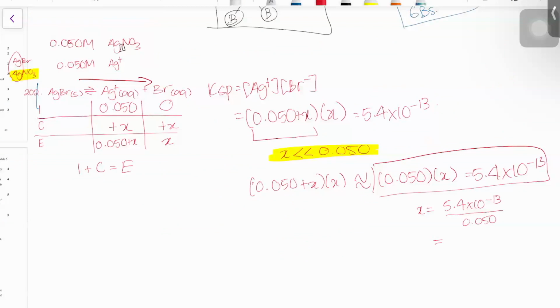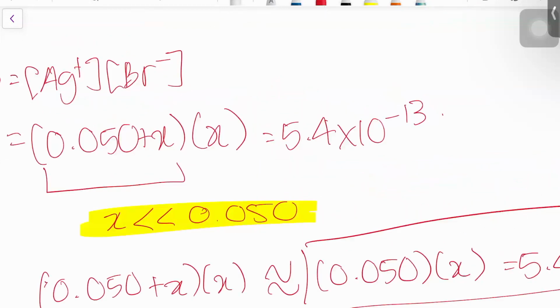Sometimes when we did the ICE tables before, we never had to talk about this assumption. For most of you, this is the first time you've heard about it. So we just want to go through why you know that you need to set it up. Now, the reason why I'm able to say that x is really small relative to 0.05, or relative to whatever number is in your question, is because the Ksp is really small. Like in this answer, Ksp is 5.4 times 10 to the minus 13.